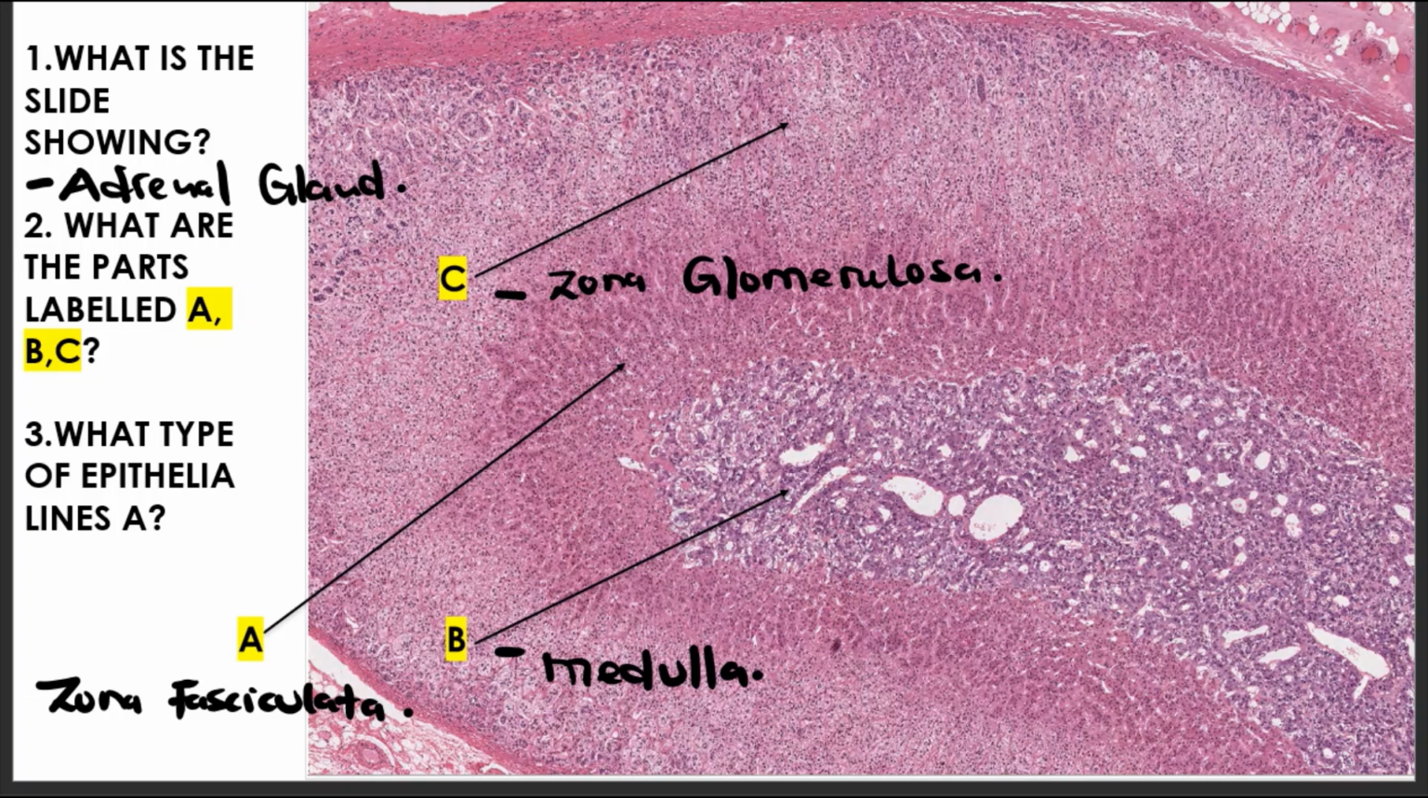Now, close to the medulla, there is another layer that is part of the cortex that is known as the zona reticularis, but we haven't labeled it here. We haven't pointed at it here. In the medulla, you find chromaffin cells. Very important. Chromaffin cells. All right.